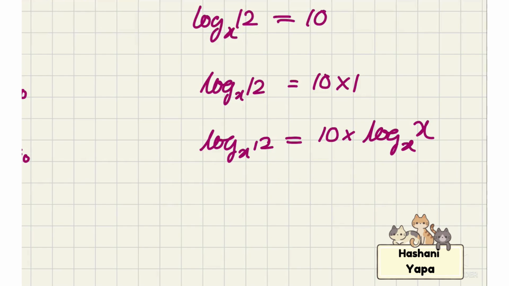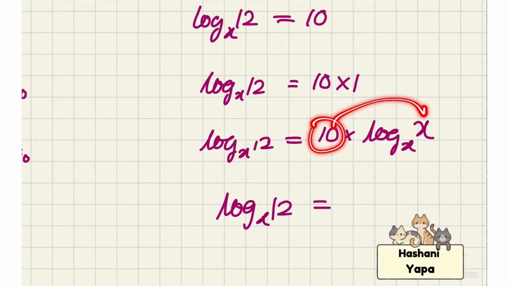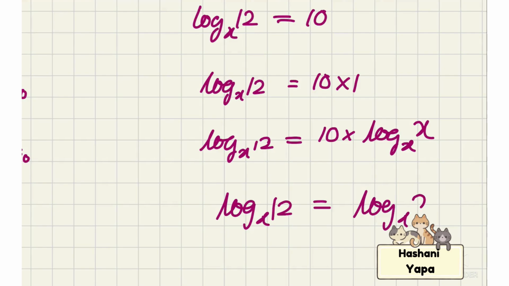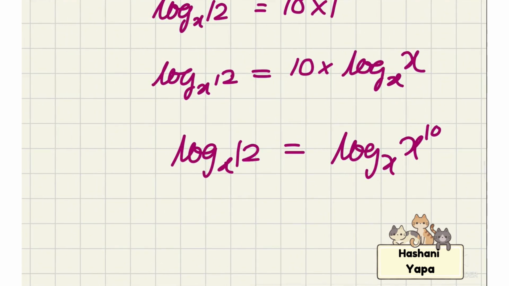But let's continue. Log x 12 equals, I can take this 10 up here. That's something I gave in the log rules. So log x, the 10 became the power of x here. You can see that the log x is in both sides, so you can cancel it and equate this 12 to this x to the power 10.